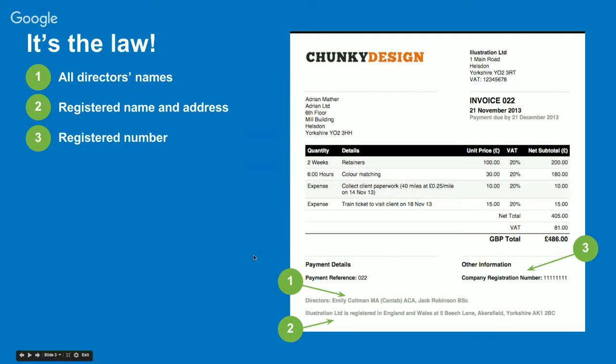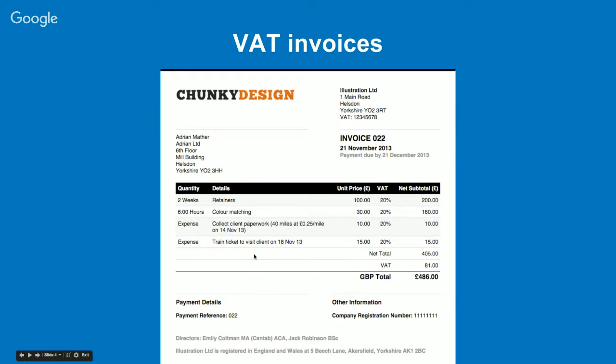So that applies to all limited companies. There are extra rules if the company happens to be registered for VAT. If the company is registered for VAT, you've got to include your VAT number on your invoices, and you must comply with HMRC's rules about VAT invoices. What are they? Well, the rules are that each VAT invoice must show.